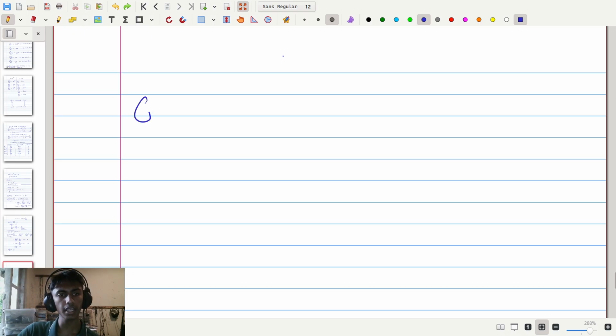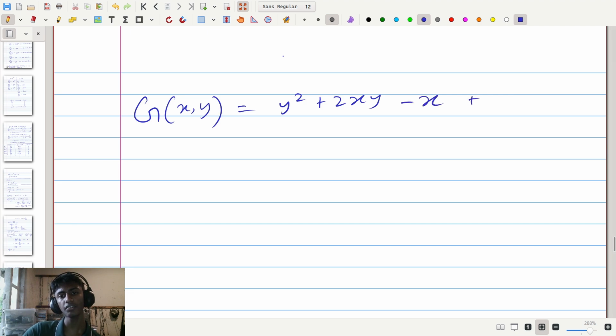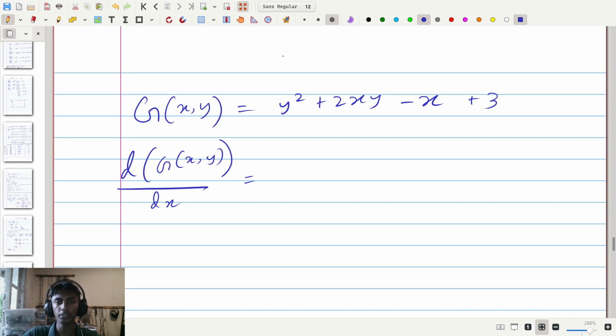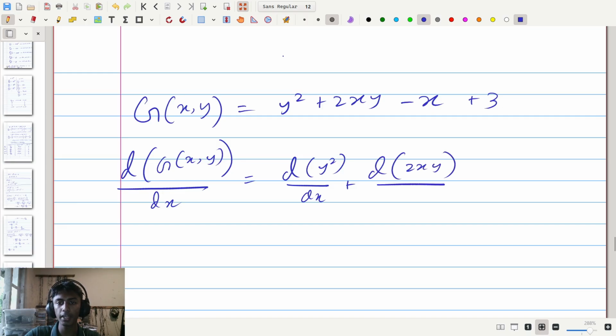Let's say g of x, y being y squared plus 2xy minus x plus 3. Let's say something like this. Let's take the derivative of this function with respect to x and see what we get. So doing this, what we want to get is the derivative of g of x, y with respect to x. On the right side what we have is the derivative of y squared with respect to x plus the derivative of 2xy with respect to x plus the derivative of negative x with respect to x plus the derivative of 3 with respect to x.